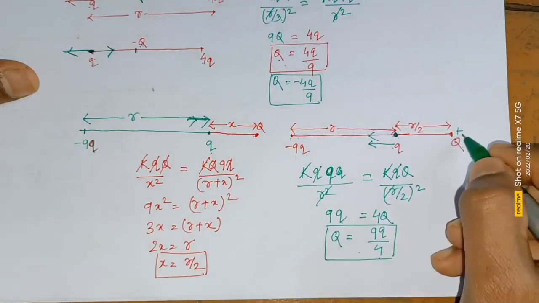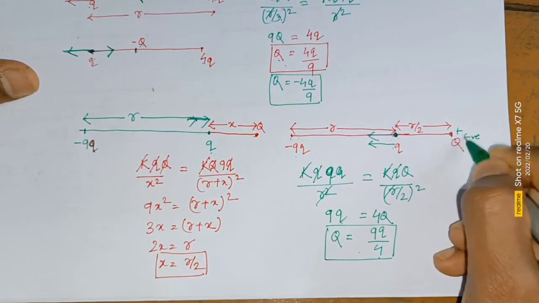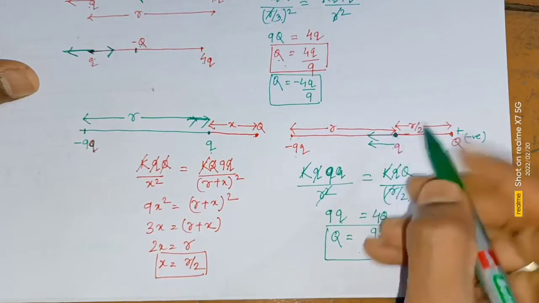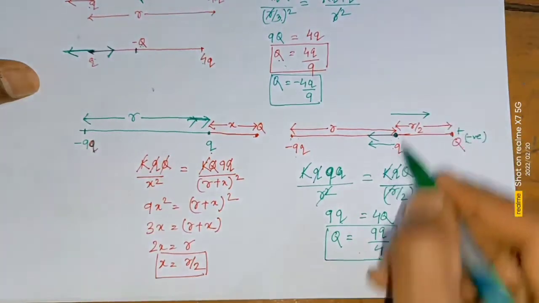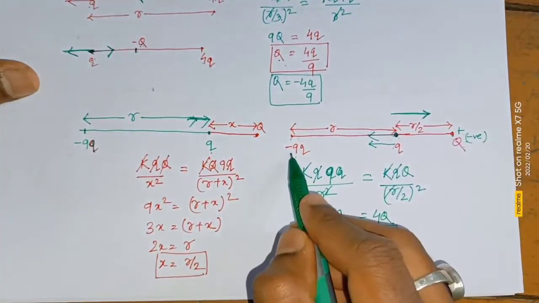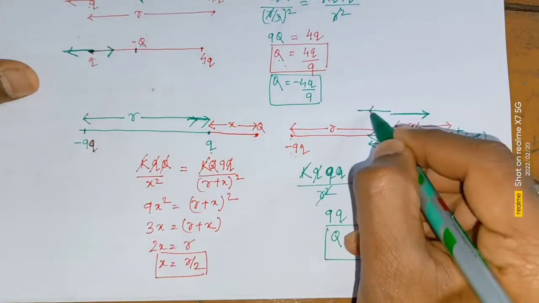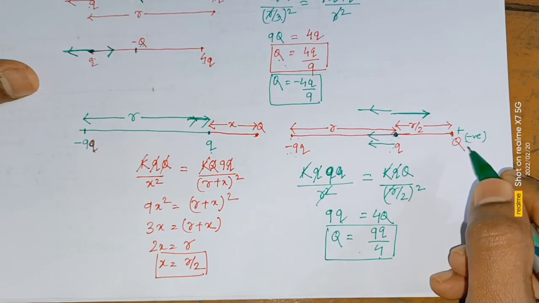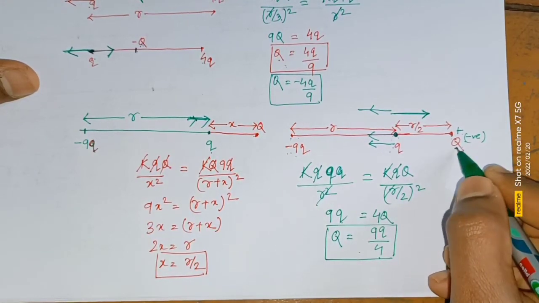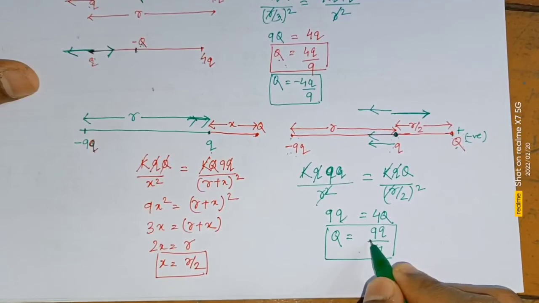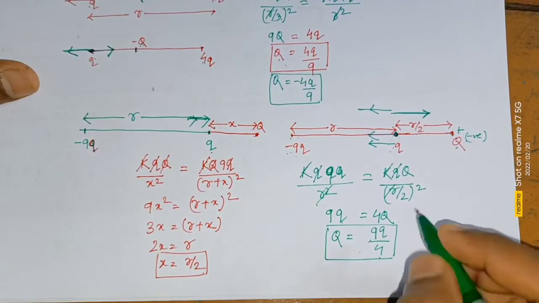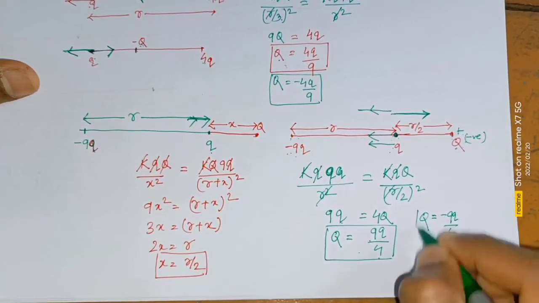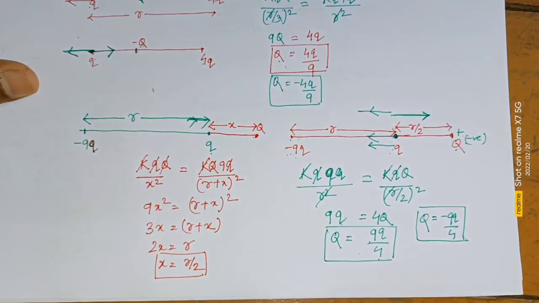If I consider this as a negative charge, look at this point. Negative, positive, it will attract like this. This charge will attract this charge like this. So now one can predict the polarity of this third charge. The magnitude is these things, but the polarity is negative. So what should be my answer? Q equals 9q upon 4. This is the real answer that I have to put in my checklist.